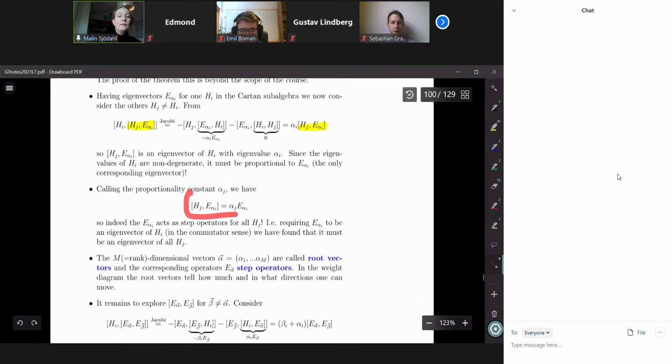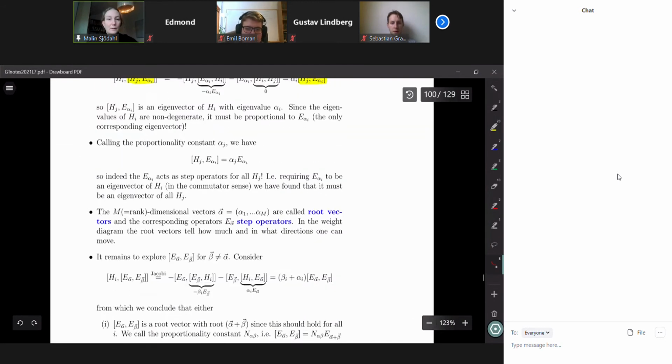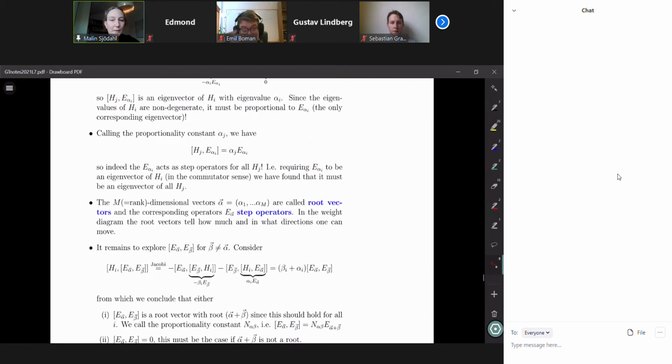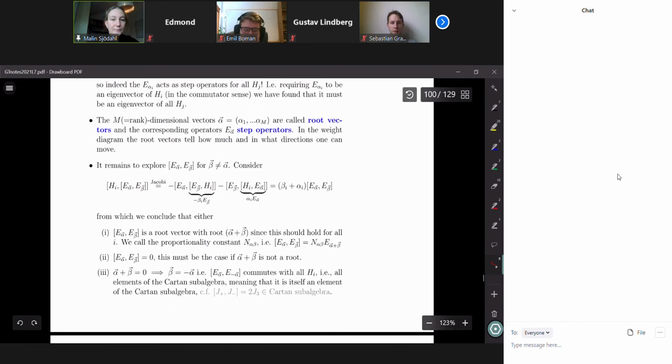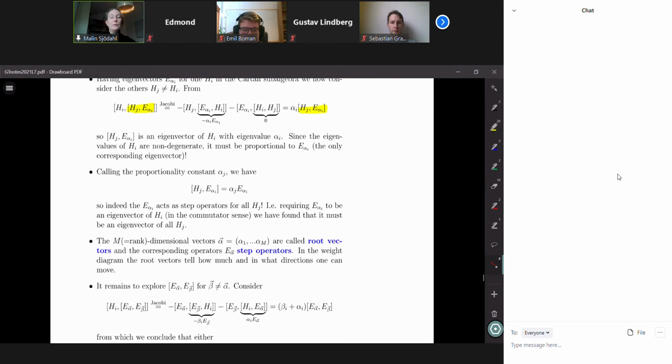So recall here that this is exactly the kind of relation that we had for SU(2), but with L plus, L minus, and LZ. Okay. So now we have learned the action. We know that the h with the h commutes. We know the action in the commutator sense of the h on the E alpha. What remains to be explored is the commutator of E alpha and E beta for some beta not equal to alpha.